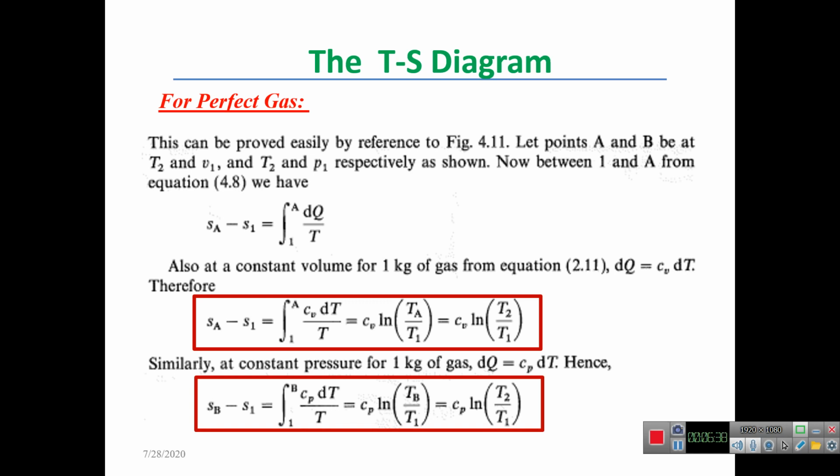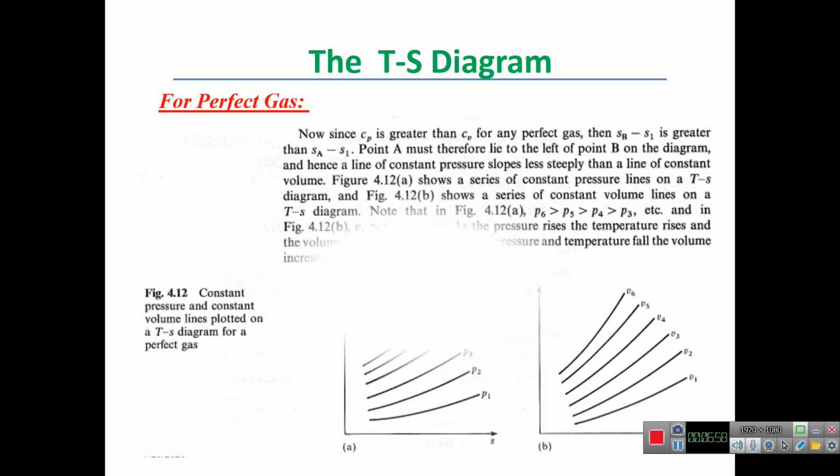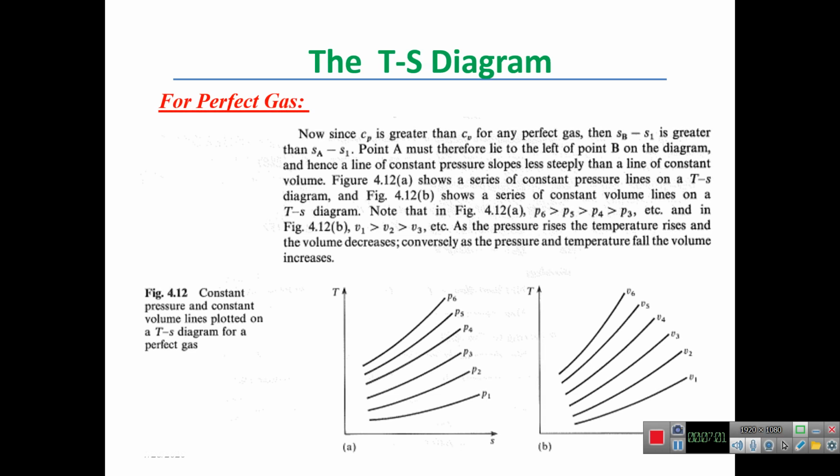يعني الحرارة النوعية عند ثبوت الضغط في العادة بتكون أكبر من الحرارة النوعية عند ثبوت الحجم. Therefore, SB minus S1 is going to be higher than SA minus S1, and this means that point A must lie to the left of point B on the TS diagram, and hence a line of constant pressure slopes less steeply than a line of constant volume, as we have indicated in the previous diagram.